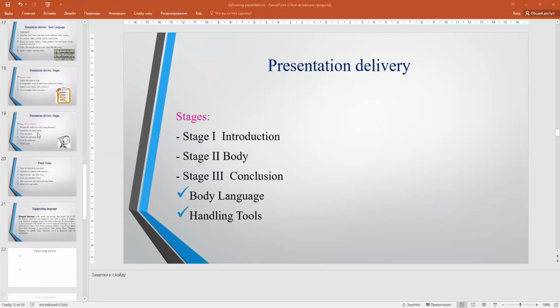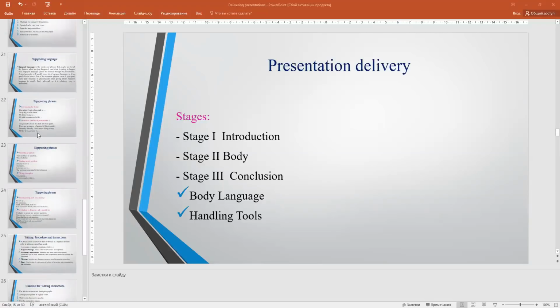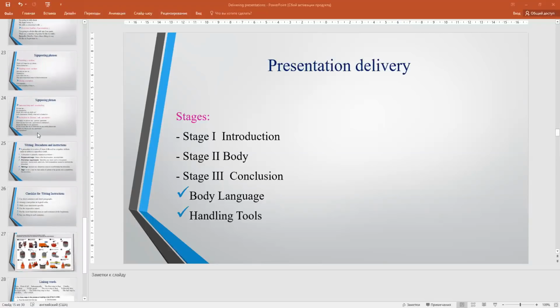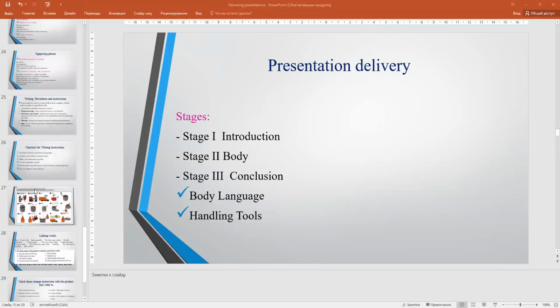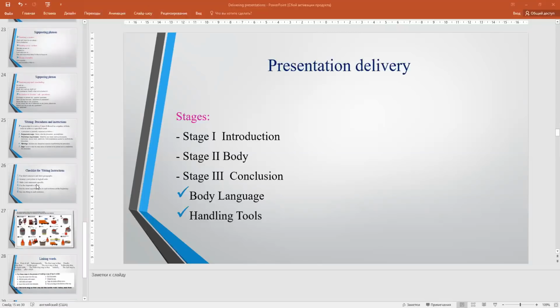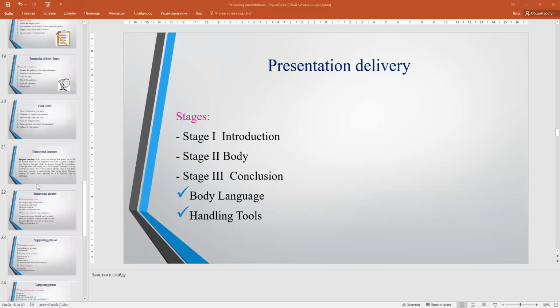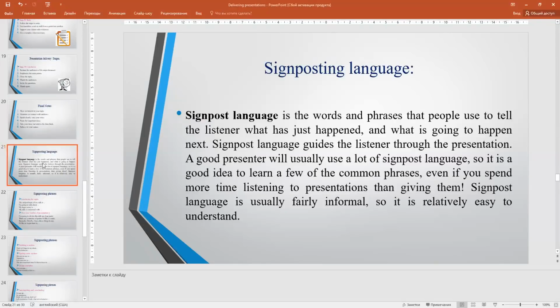So I think we have many slides to cover, but our time is so limited. That's why I'm going to skip a few slides and I'm going to refer to something new and explain it for you. So, the signposting language.